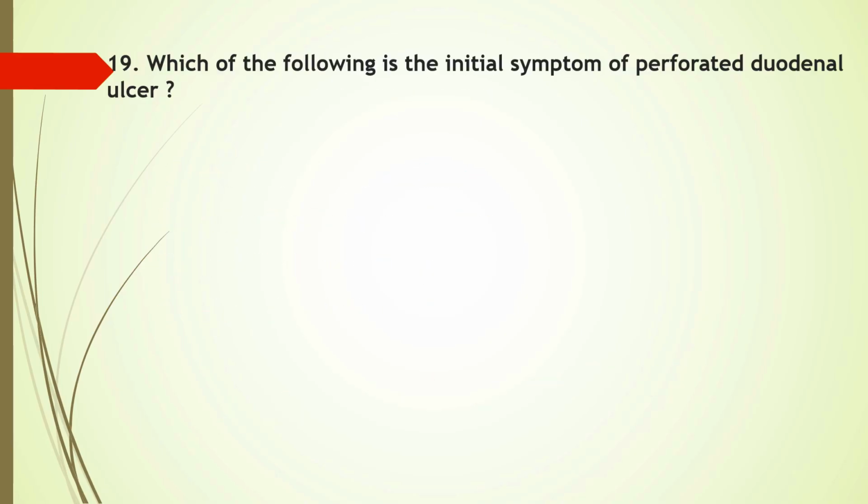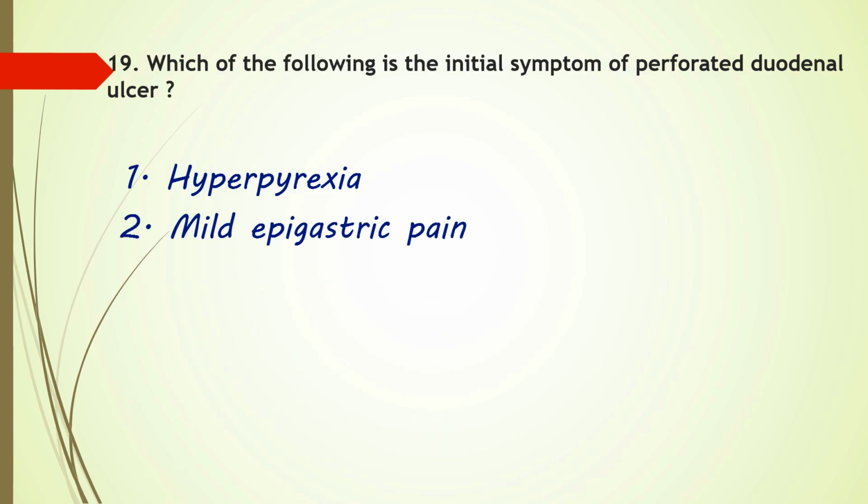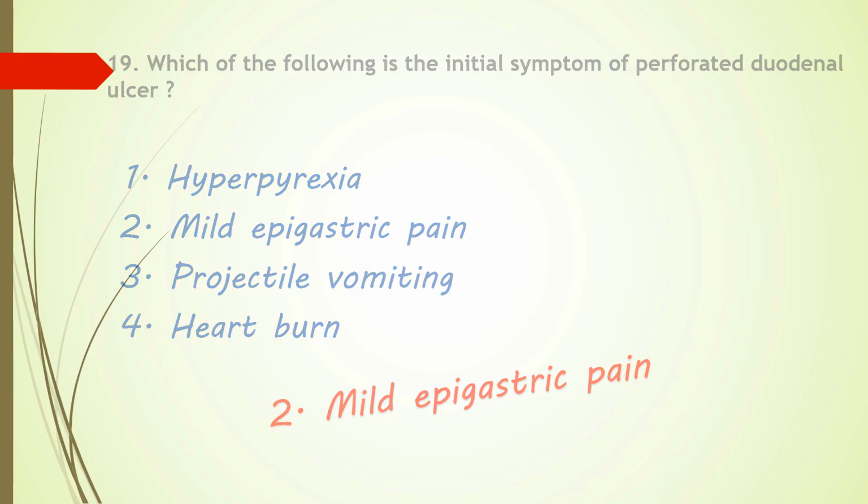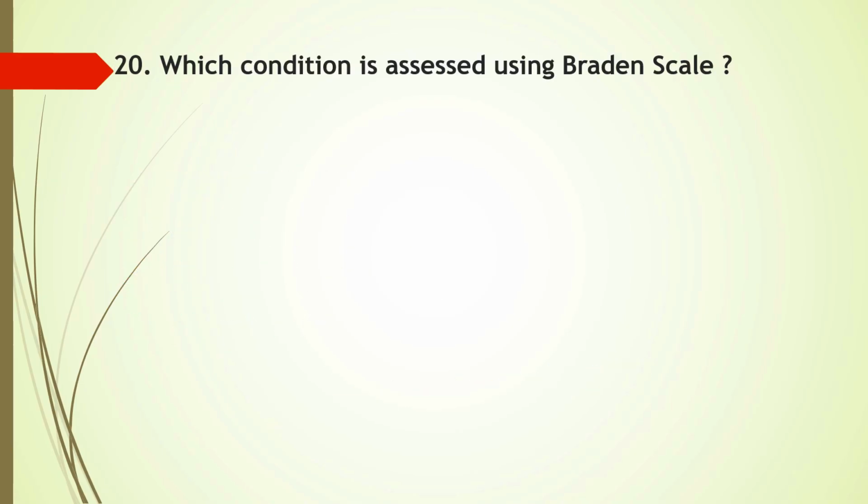Question number 19, which of the following is the initial symptom of perforated duodenal ulcer? Options are hyperpyrexia, mild epigastric pain, projectile vomiting, or heartburn. Yes, the initial symptom for the perforated duodenal ulcer will be mild gastric pain, so option 2 is the right answer.